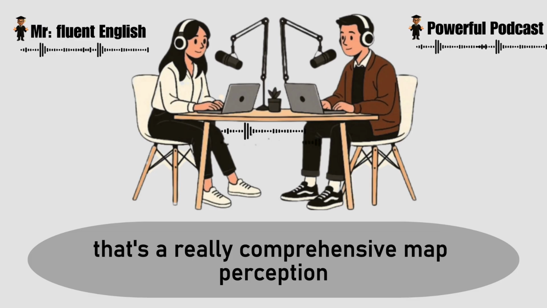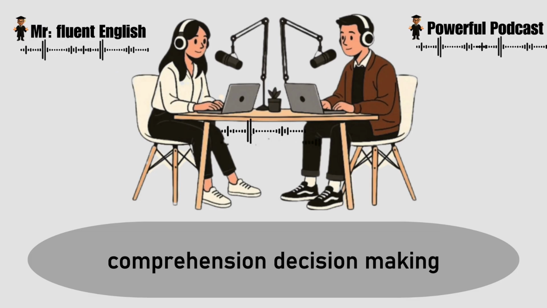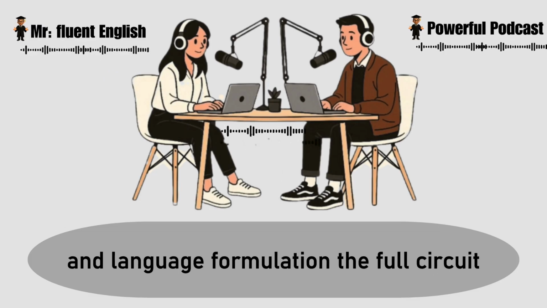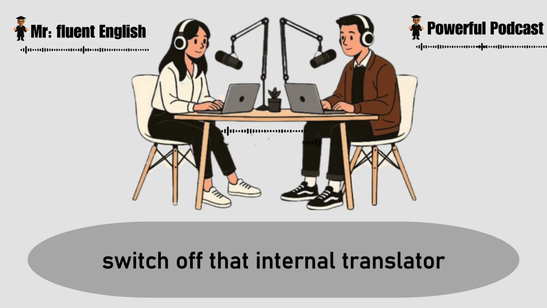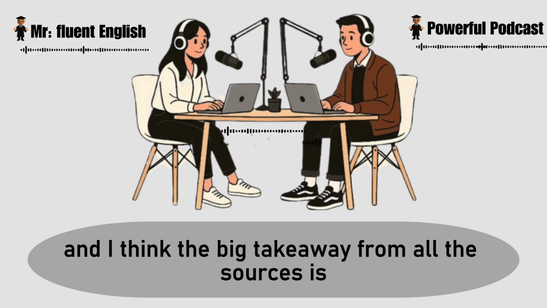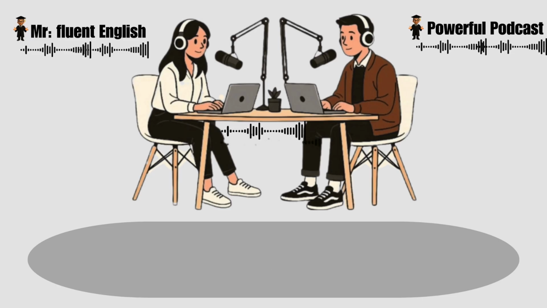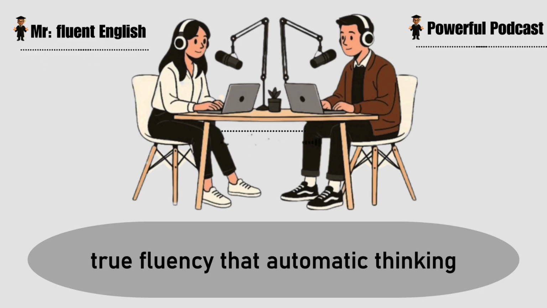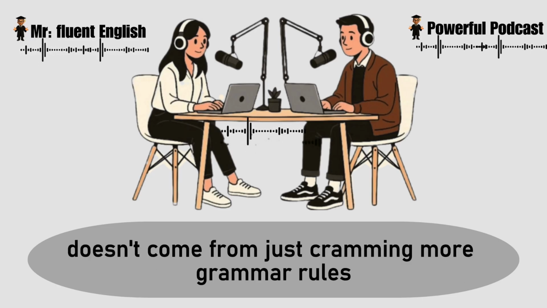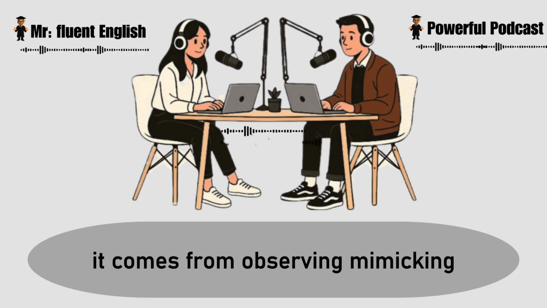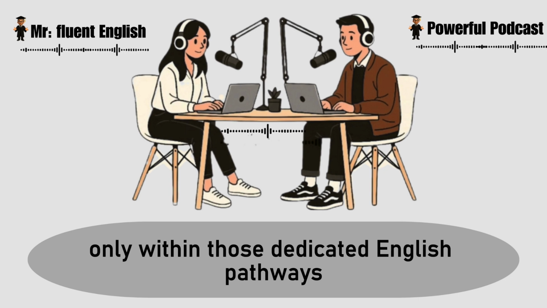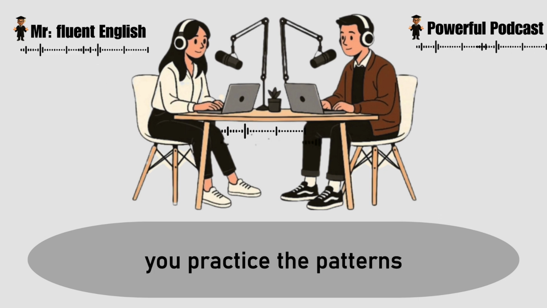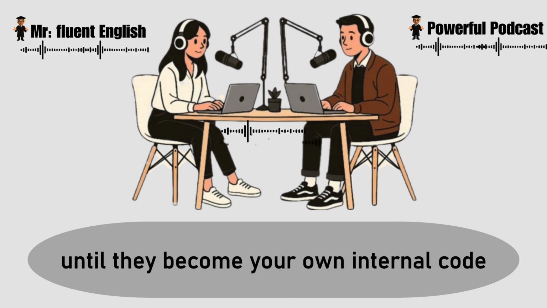Wow, okay. That's a really comprehensive map. Perception, comprehension, decision-making, and language formulation. The full circuit designed to finally switch off that internal translator. Yeah, and I think the big takeaway from all the sources is this. True fluency, that automatic thinking, doesn't come from just cramming more grammar rules. It comes from observing, mimicking, and really forcing your brain to operate only within those dedicated English pathways. You practice the patterns until they become your own internal code.